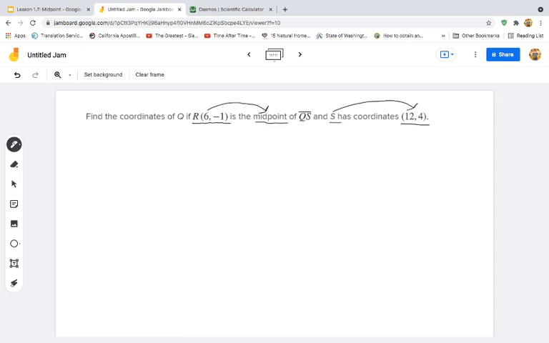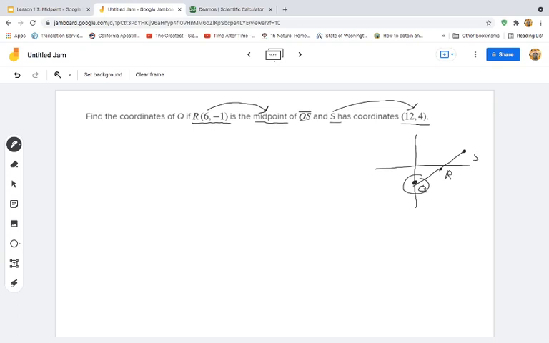So just to quickly draw that on a graph on a very rough scale here. They're saying that S is at 12 comma 4, so something like over here. R is the midpoint, so R is going to be something like right here. And they're telling us to figure out the coordinates of Q, which is going to be somewhere over here. Okay? So we know what S is, we know what R is, and we're trying to figure out what Q is. And that's what we're doing here, okay?